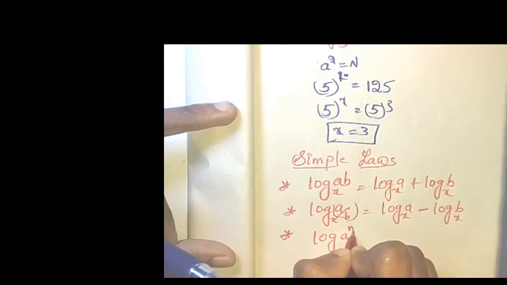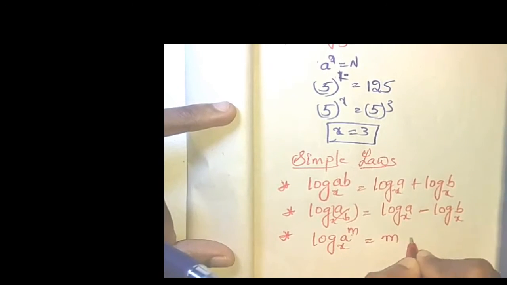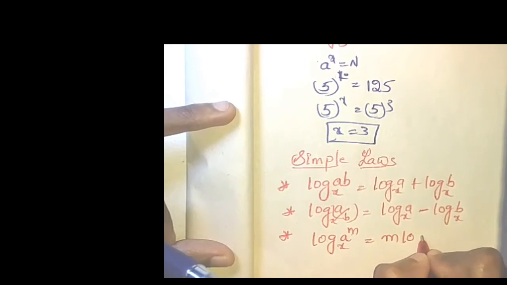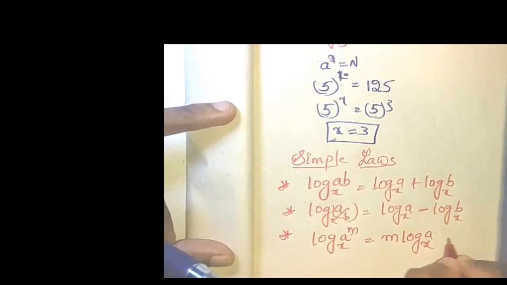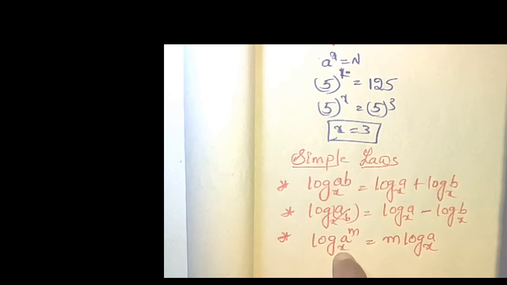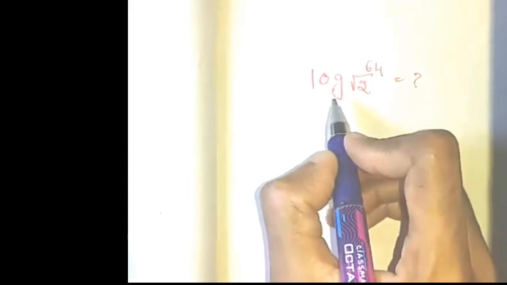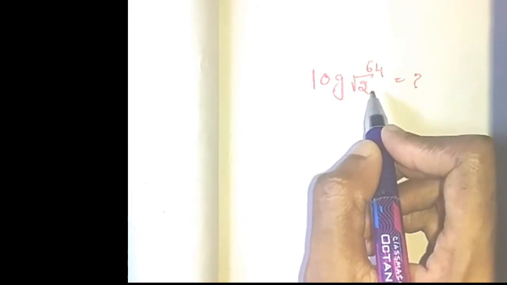log a to the power of m base x is equal to, here there is a power on the top, so it will become m log a base x. These are the formulas. Let's see problems on this third law, which is very important. So let's solve one more problem, that is log 64 base root 2.